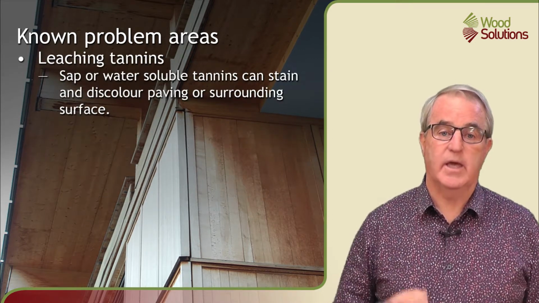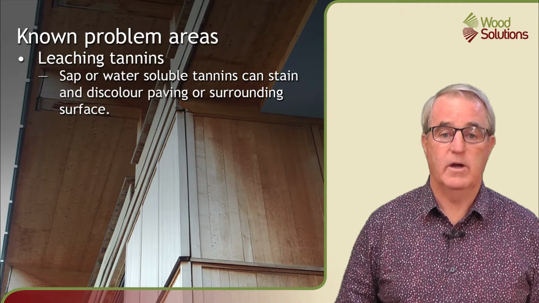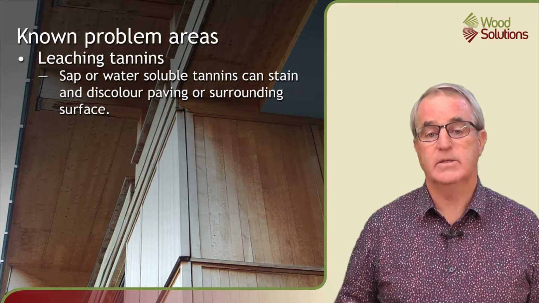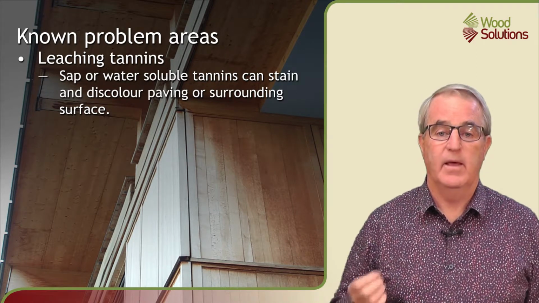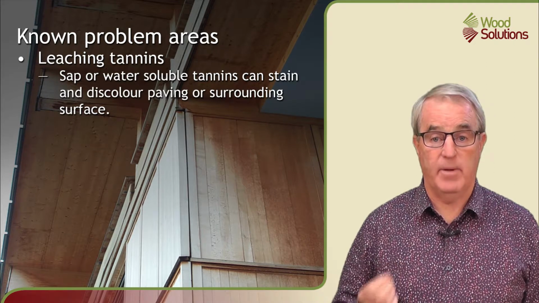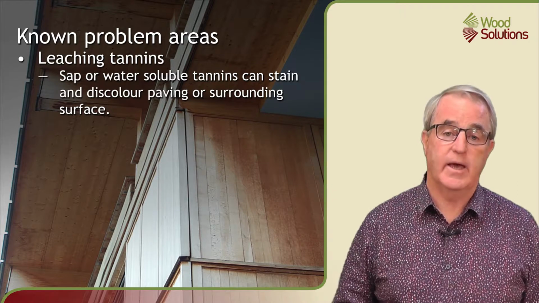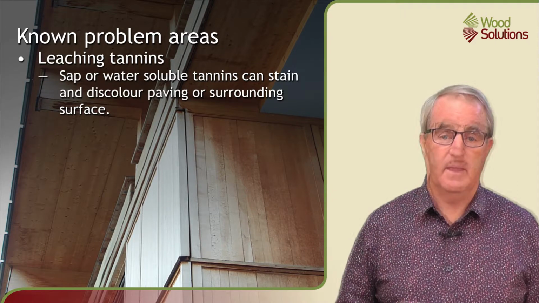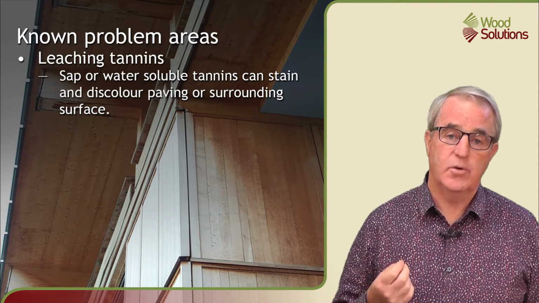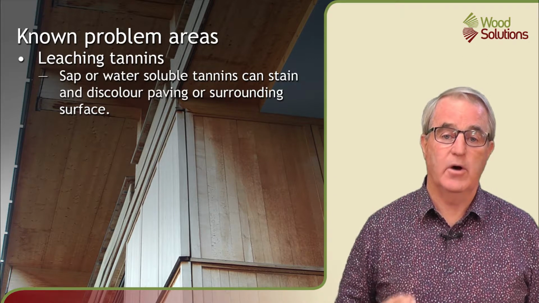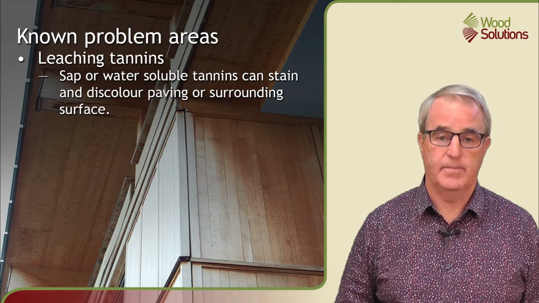Some timber species can leach sap or water-soluble tannins onto surrounding surfaces when they're wet. These tannins can stain and discolour paving or surfaces located directly below the timber element, and the stains can be very difficult to remove. If this is important, ensure that the timber species selected do not leach tannins significantly.